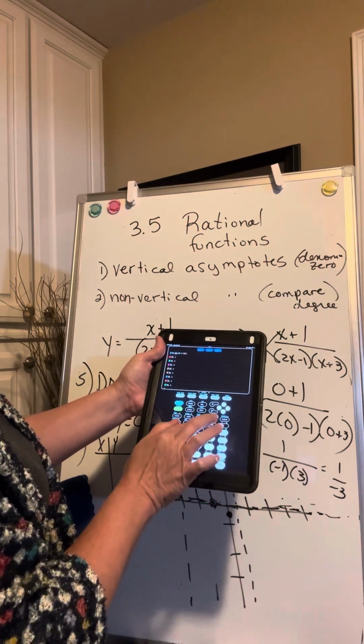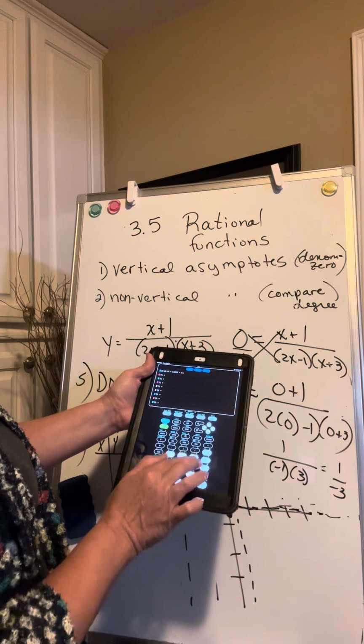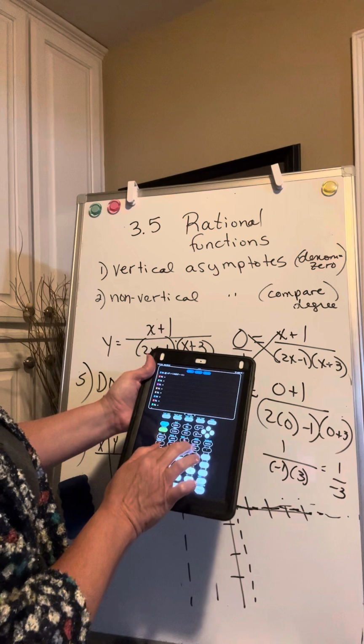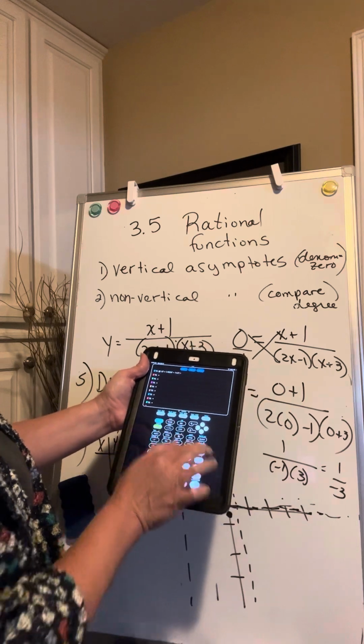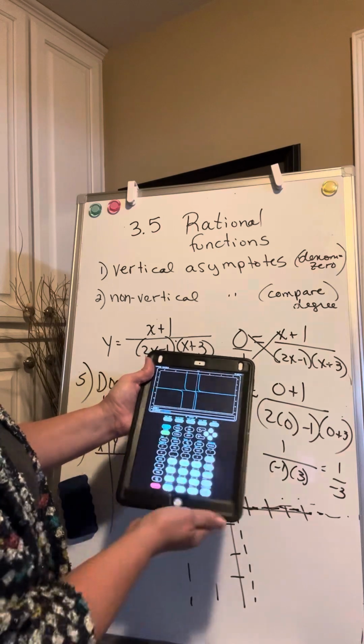Divided by denominator has 2 parentheses. 2x minus 1 is in one of them. And then in the other parenthesis, it is the x plus 3. I think I got that in there right this time. I hope I do. Graph.